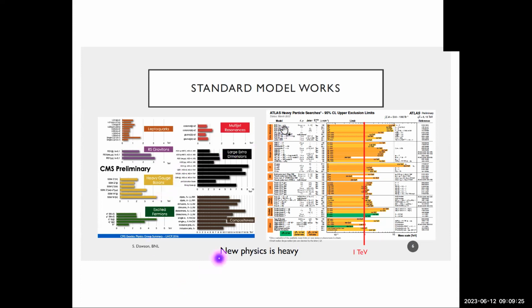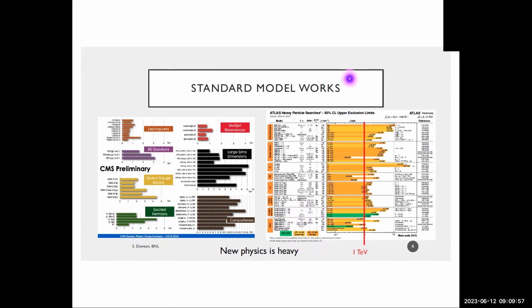Over here is CMS. They're looking for things like excited fermions, or maybe there are some new heavy gauge bosons, or maybe leptoquarks, which is something that the EIC is going to look for. Maybe there's some strong multi-jet resonance where a gluon goes to something heavy and you make a resonance. Maybe there are some large extra dimensions. Maybe there's some compositeness. They look for all this stuff on a case-by-case basis, and these are the limits here. They don't see any of this stuff.